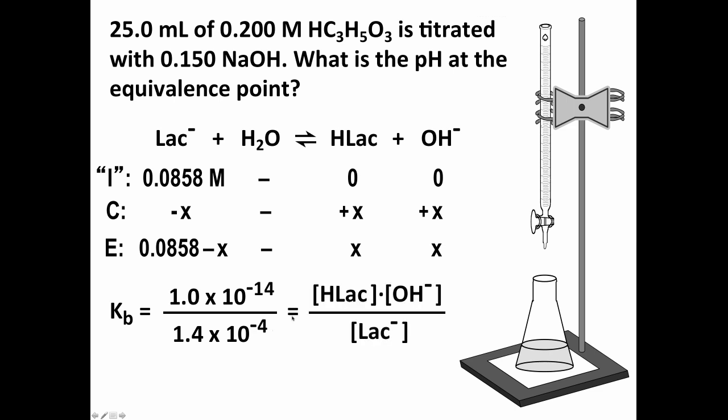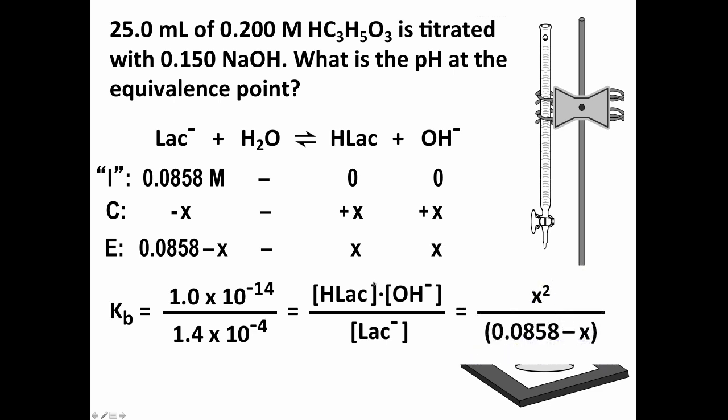That's equal to lactic acid times hydroxide over lactate ion concentrations, which of course is going to be x squared over 0.0858 minus x in this case. And when we solve for x, we get 2.5 times 10 to the minus 6 molar, and we note that x represents the hydroxide concentration.